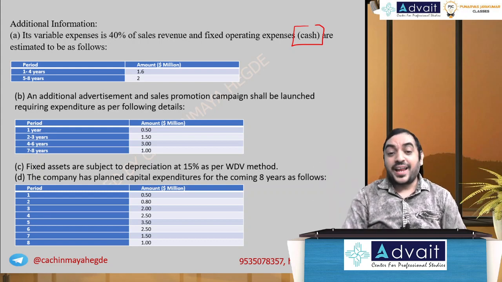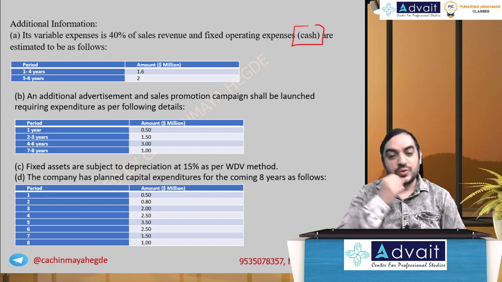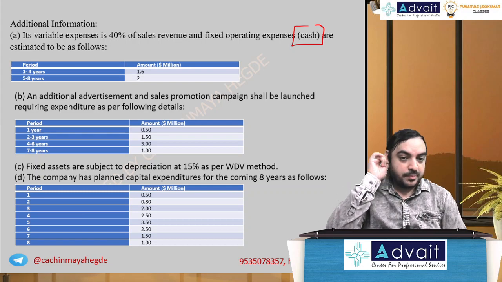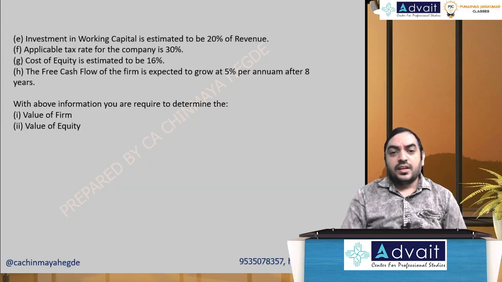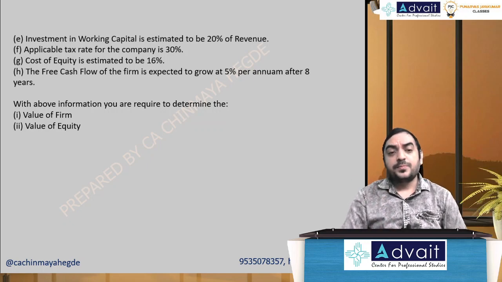The company has planned the capital expenditure for the coming 8 years as follows. Period 1 to 8, amount in dollars in million. Everything is in dollar million, so don't worry about the dollar symbol. It is just a regular valuation problem. Investment in working capital is estimated to be 20% of revenue. That is the working capital balance. Applicable tax rate is 30%.